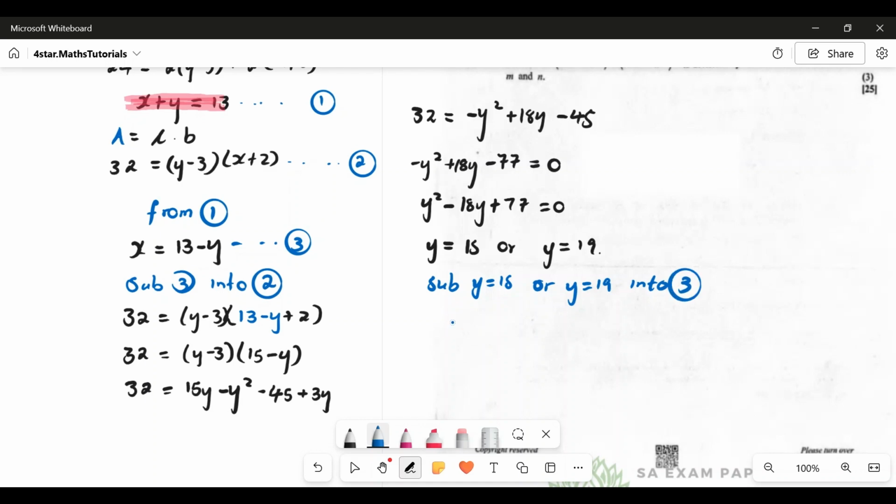Let's rewrite equation number 3. Here is our equation number 3. I replace y with 15, then 13 minus 15, we get x that is minus 2. The next one, x equals 13, where I see y, I replace it with 19, then we're going to have x that is equal to negative 6. Then we have managed to solve the values of x and y simultaneously.